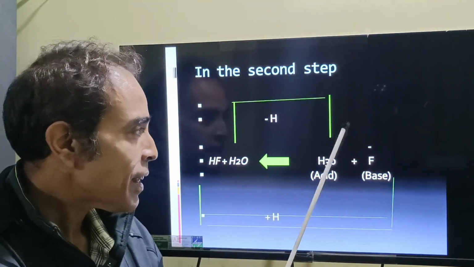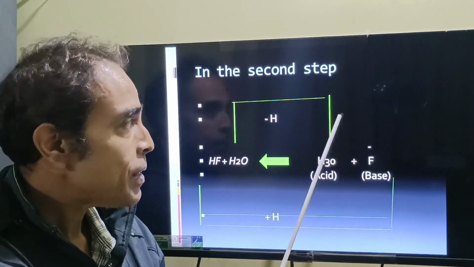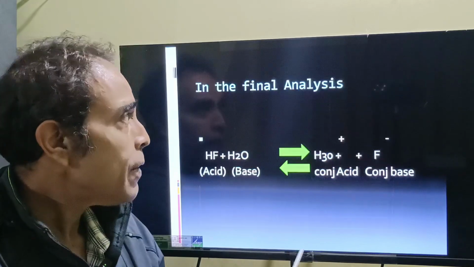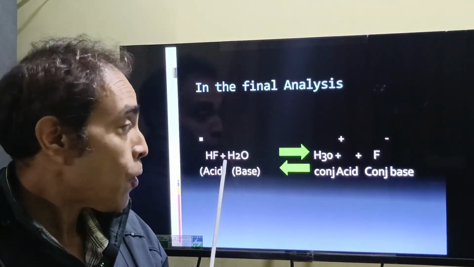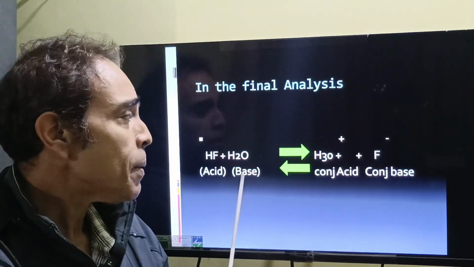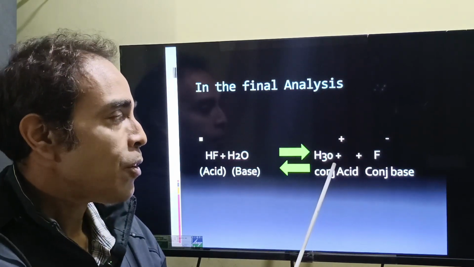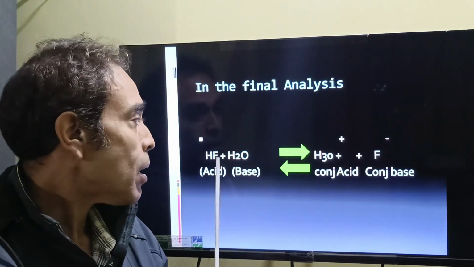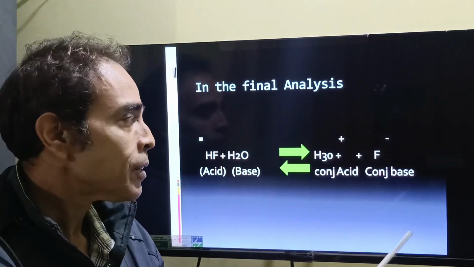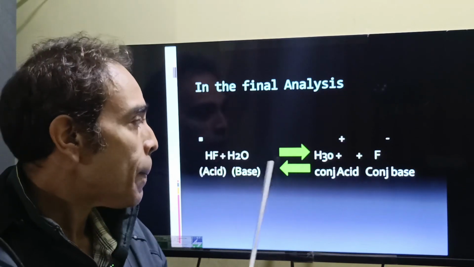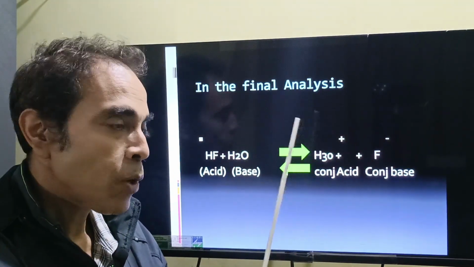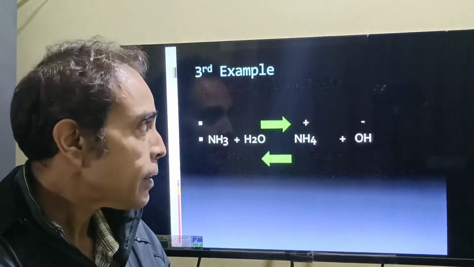Now this becomes a base, whereas the hydronium ion releases the hydrogen ion to form water, so it becomes an acid. In the final analysis, hydrofluoric acid is an acid, and its conjugate base is the fluoride ion. Water is the base, and its conjugate acid is the hydronium ion. So again, to get the conjugate base from the acid, you just remove the hydrogen ion from the acid, and to get the conjugate acid from the base, you just add one hydrogen ion. Remember, always one hydrogen ion, you are adding or removing.